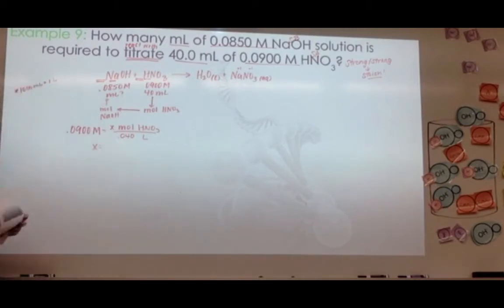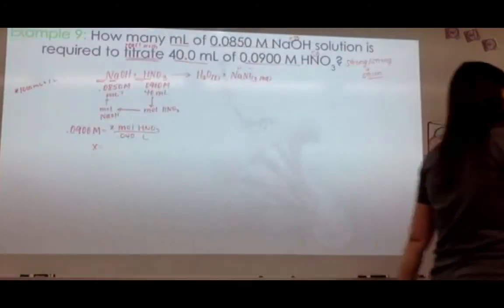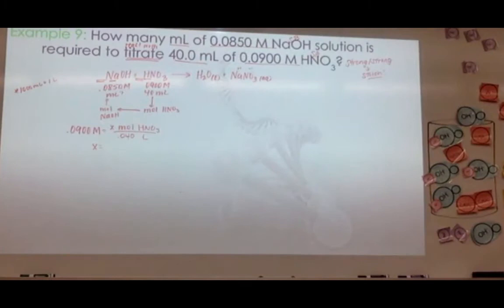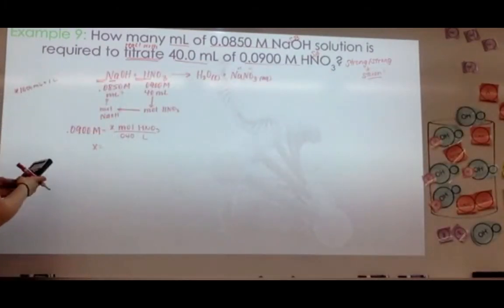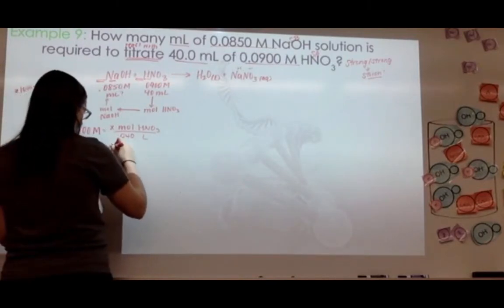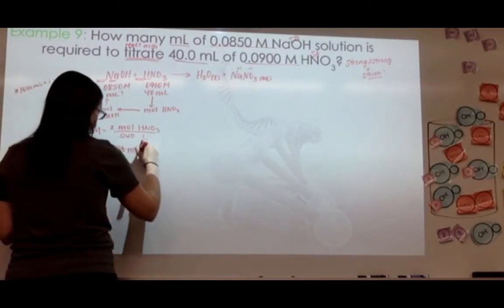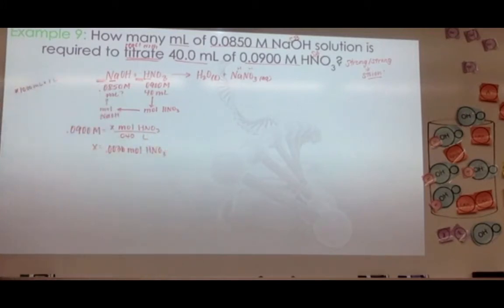So I'm starting by figuring out how many moles of HNO3 we have in this reaction. We have 0.0036 moles, and this is HNO3. Make sure you're labeling everything as well.